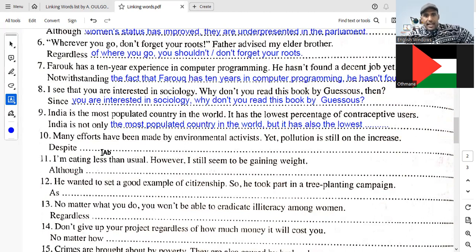Many efforts have been made by environmental activists, yet pollution is still on the increase. Many efforts were made by environmental activists, but yet pollution is still rising. We have here despite.